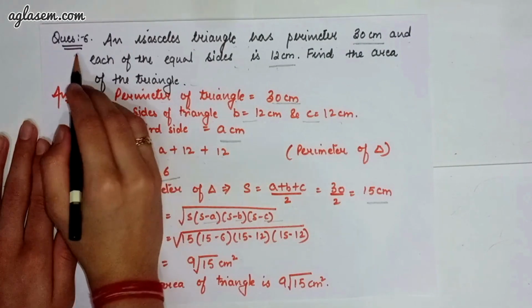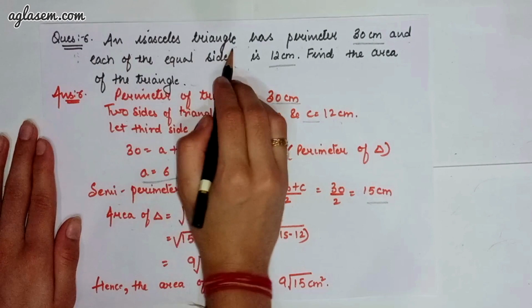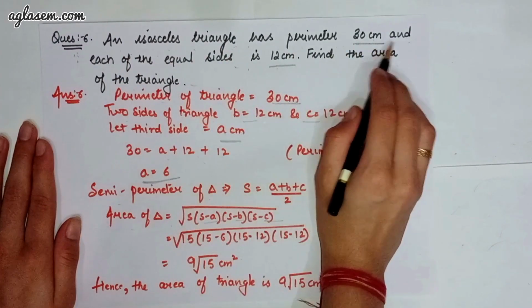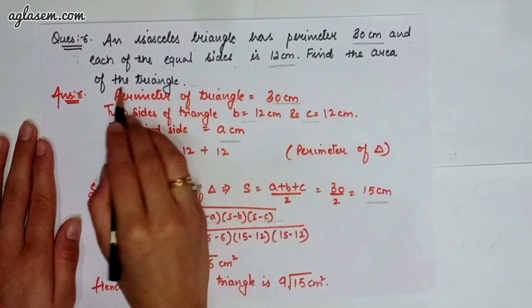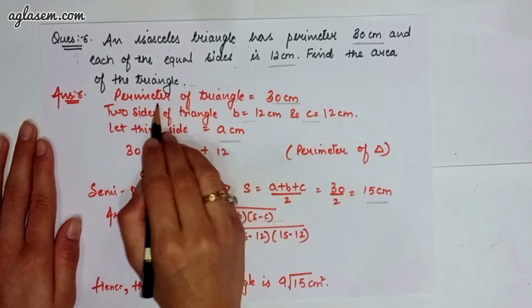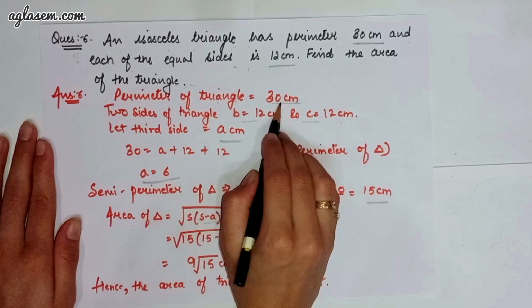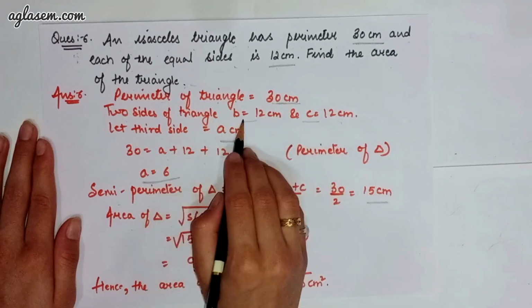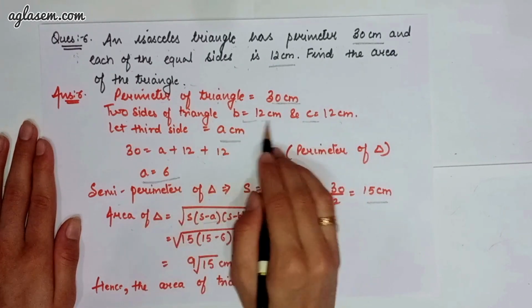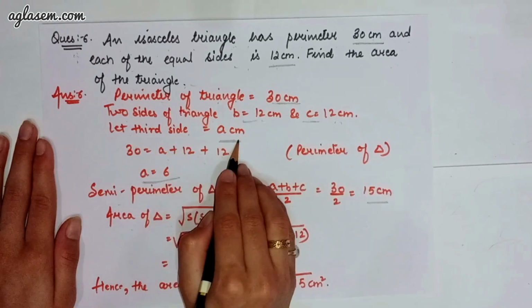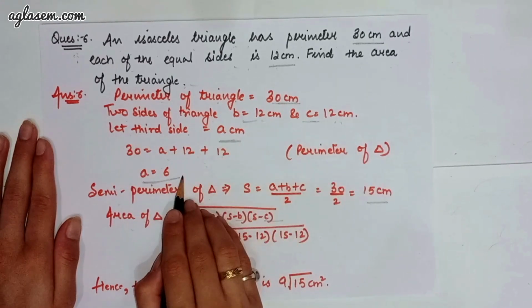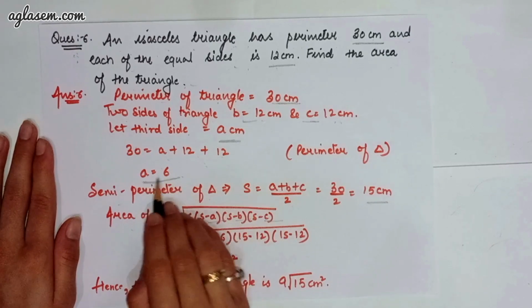Moving to our sixth and last question, which says an isosceles triangle has a perimeter of 30 centimeter and each of the equal sides is 12 centimeter. We have to find the area of the triangle. So the answer is, the perimeter of the triangle is given to us, that is 30 centimeter. Two sides of the triangle, b and c, are 12 centimeter and 12 centimeter. Let the third side be a centimeter. By applying the perimeter formula, we will get a as 6.